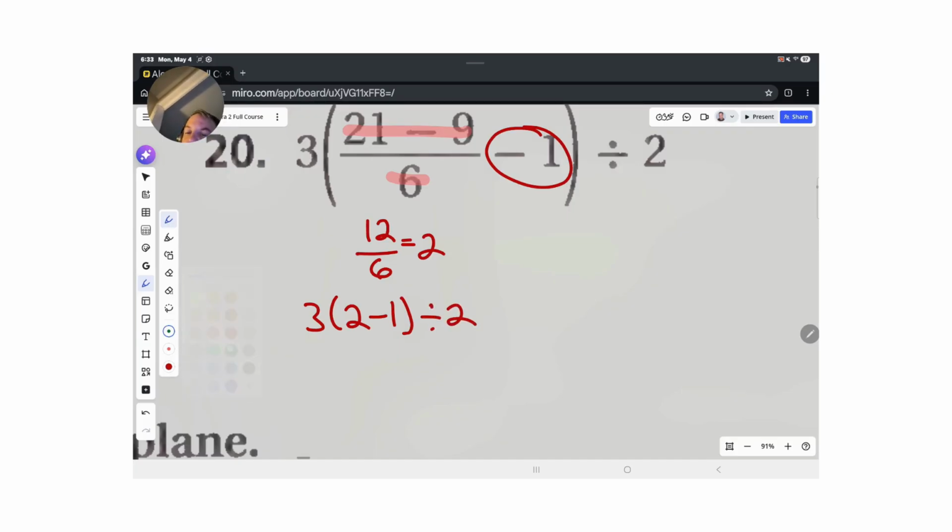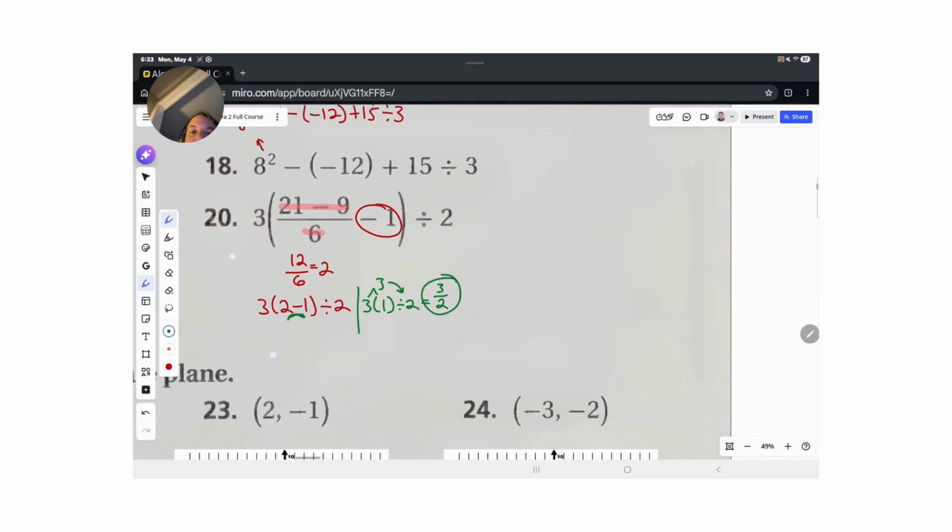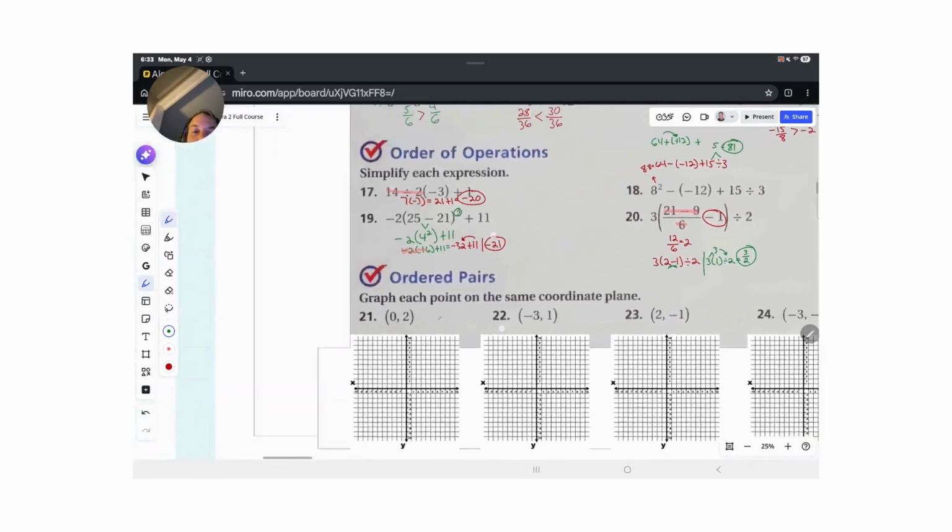Let's continue to evaluate. We want to multiply 3 by what's in the parentheses first here. 2 minus 1 will be 1. So 3 times 1 divided by 2 will be 3 divided by 2, or 3 halves. 3 halves is our answer for number 20.